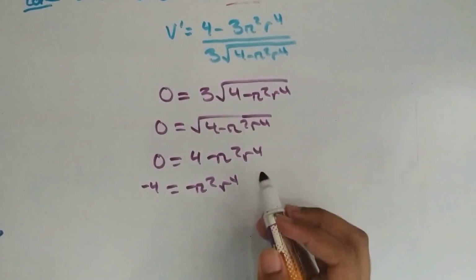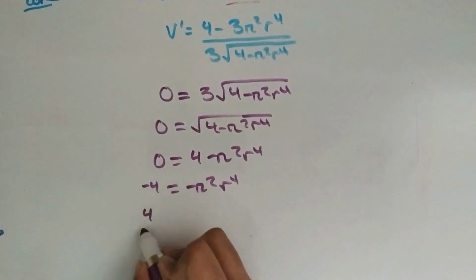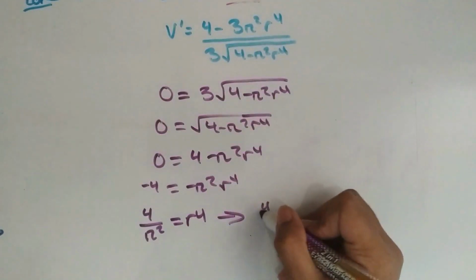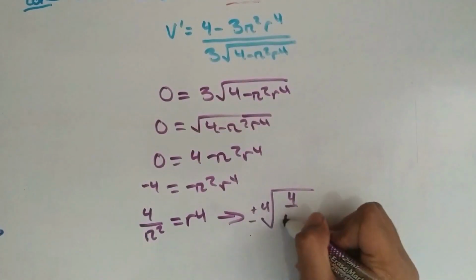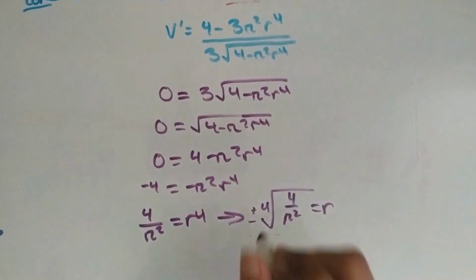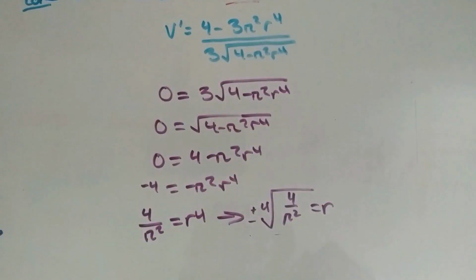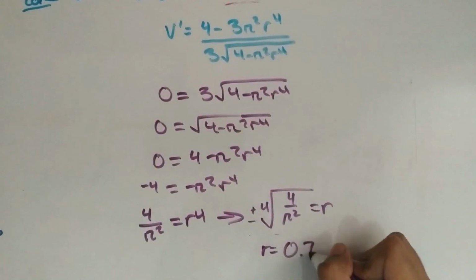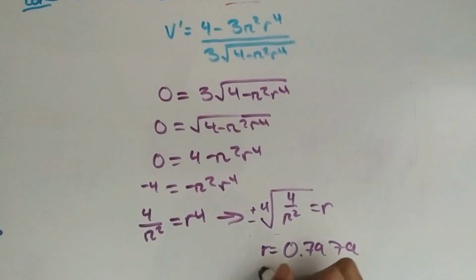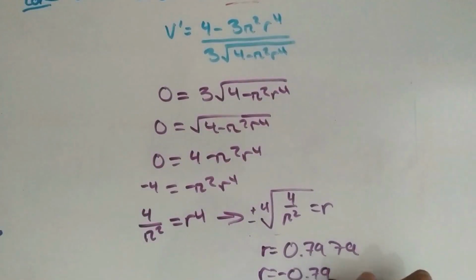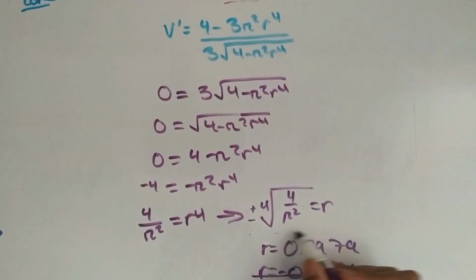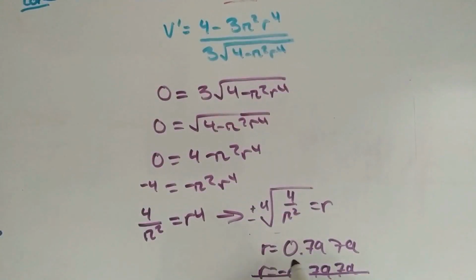This kind of looks similar to what we did before. We're going to divide. The negatives also cancel, 4 over pi squared equals r to the 4. Move that over to here. We get that plus minus again, plus minus the 4th root of 4 over pi squared is going to give us the r value where it does not exist. So going ahead with that in your calculator, you should end up with r equals 0.7979 and r equals negative 0.7979. Once again, negative radius we cannot use, so we will cancel that out. So we found our two critical points, r equals 0.606 and r equals 0.7979.